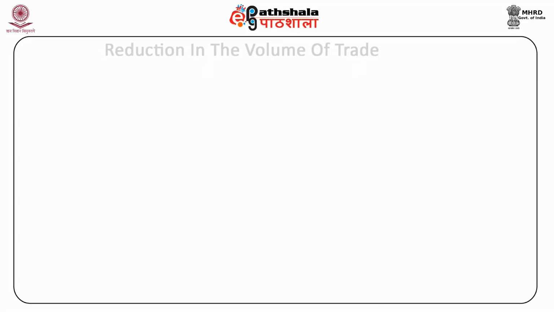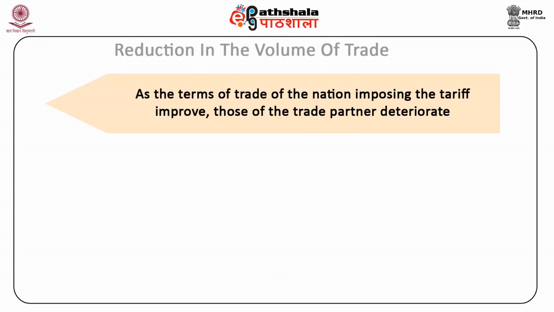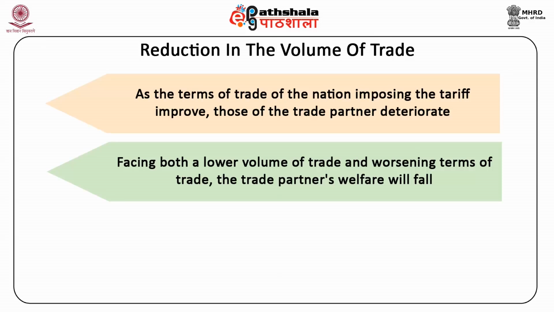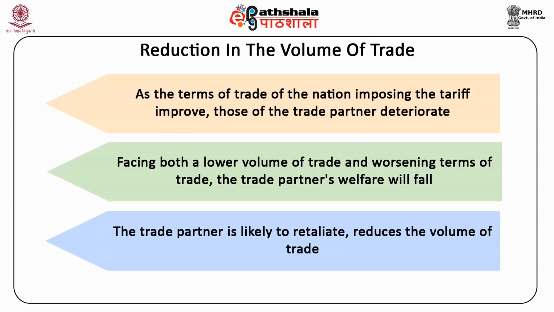However, when two nations trade, as the terms of trade of the nation imposing the tariff improves, those of the trade partner deteriorates, since they are the reciprocal of the terms of trade of the tariff imposing nation. Facing both a lower volume of trade and worsening terms of trade, the trade partner's welfare will definitely fall. As a result of this, the trade partner is likely to retaliate and hence impose an optimum tariff on its own, while recapturing most of its losses with the improvement in its terms of trade.